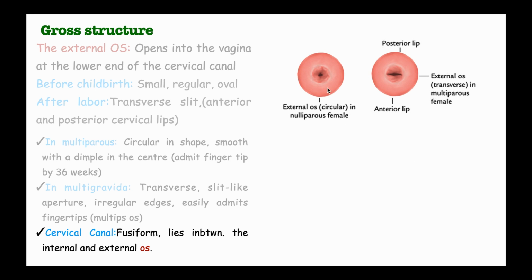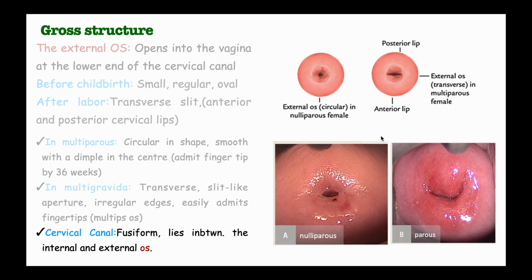Now, this is the cervix in a nulliparous female, and as you can see, it is circular in shape. It looks very smooth. But when we see the cervix in the multiparous woman over here, we find that the os is looking transverse, and so we have the posterior cervical lip as well as the anterior cervical lip. And in this diagram, you can see it very beautifully, the cervix in the nulliparous as well as the cervix in the multiparous woman. This being the anterior cervical lip, and this being the posterior cervical lip. And as you can see, it looks like a slit-like aperture, transverse in shape.